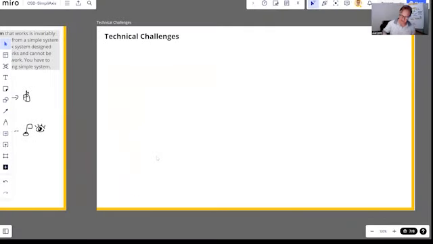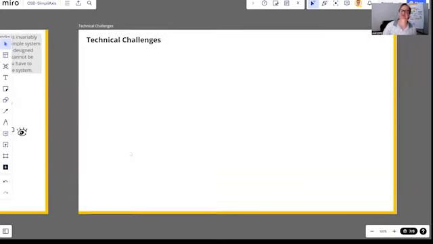So let's have a quick look then. What does it mean? So if we look at Scrum, how does the Scrum framework work?